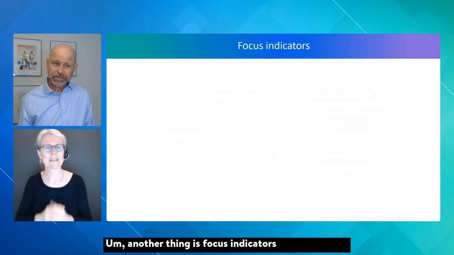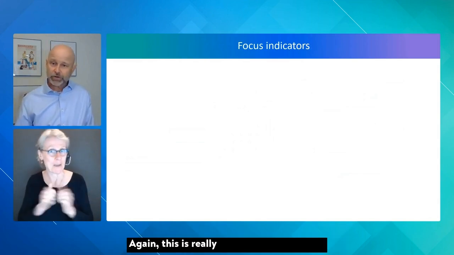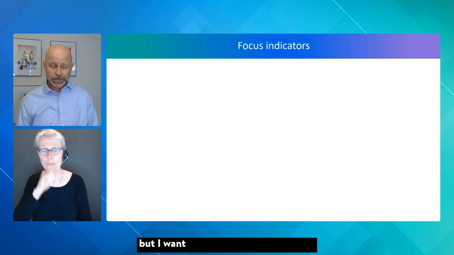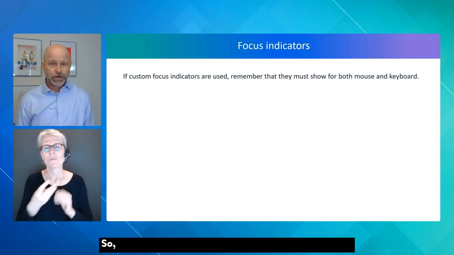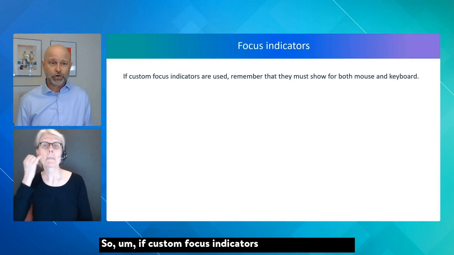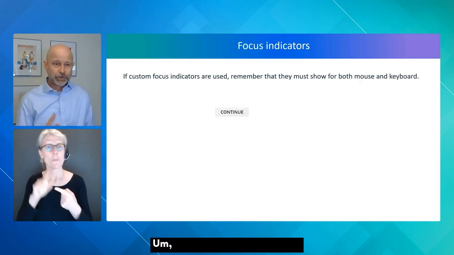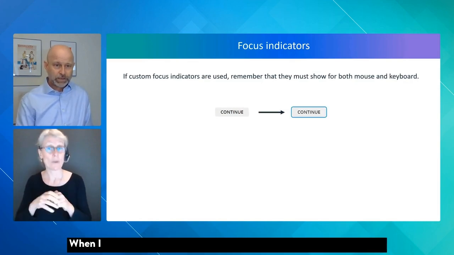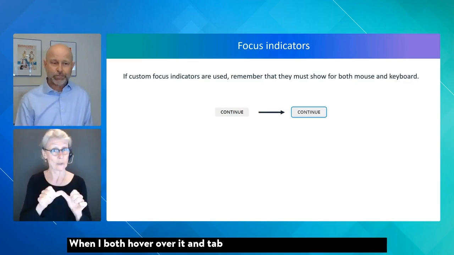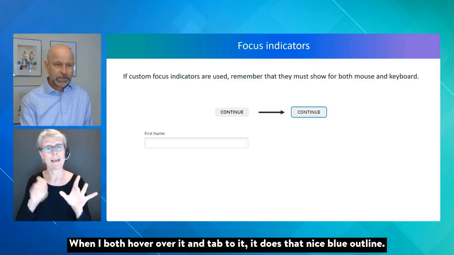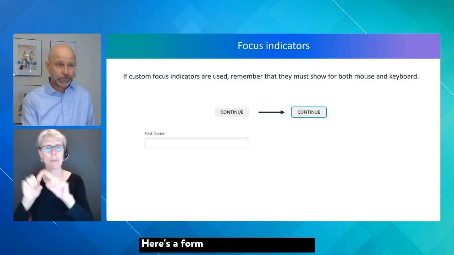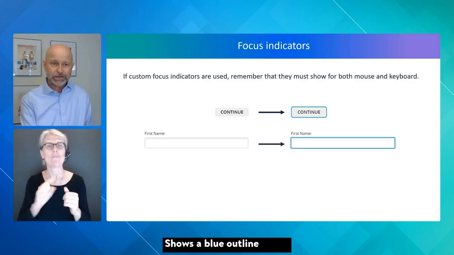Another thing is focus indicators I want to show. Again, this is really on us, on the products, but I want to give you some examples. So if custom focus indicators are used, remember that they have to show for both mouse and keyboard. So here's a continue button. When I both hover over it and tab to it, it does that nice blue outline. Here's another one. Here's a form field, a first name field, shows a blue outline again.